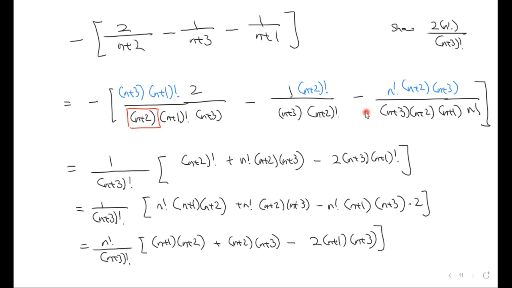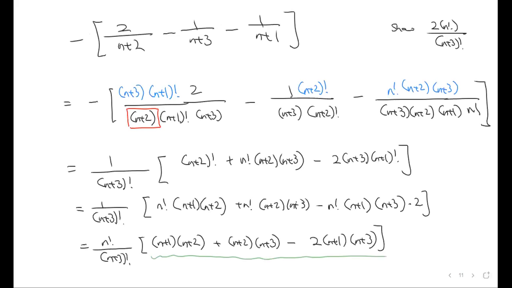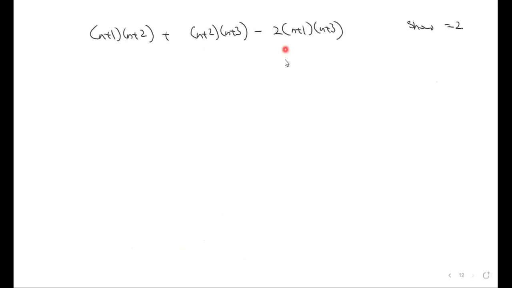And so we want to now show that this is 2. Can we show that? Hopefully that's not 2. So we've got 2, 3, 1, 2, 2, 3, 1, 3. Okay. So we have (n plus 1)(n plus 2), plus (n plus 2)(n plus 3), minus 2(n plus 1)(n plus 3). And we want to show this is 2. If we show that's equal to 2, right, you've got that will become 2 and that will become that. Good.